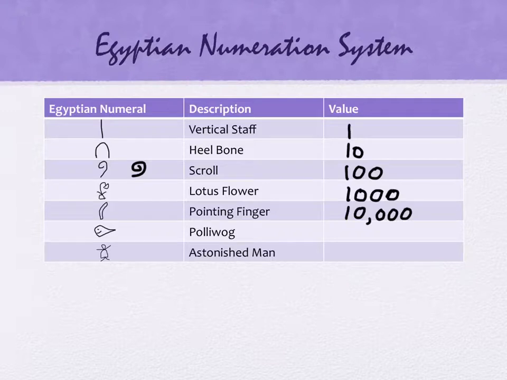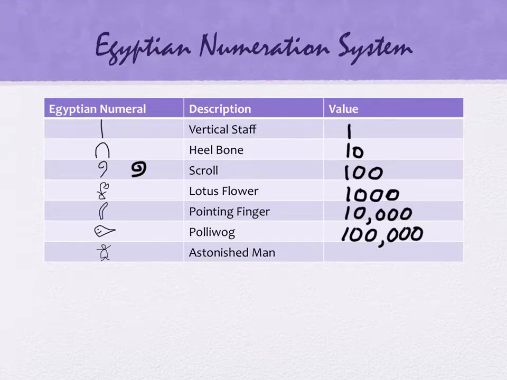I've heard the next one called 3 different things. Your book calls it a pollywog. I've heard it called a burbot fish, and I've also heard it called a whale. It's supposed to look fish-like or tadpole-like. It's got a smiley face on it and all that fun stuff. How much do you suppose a pollywog is worth? Yep, 100,000.